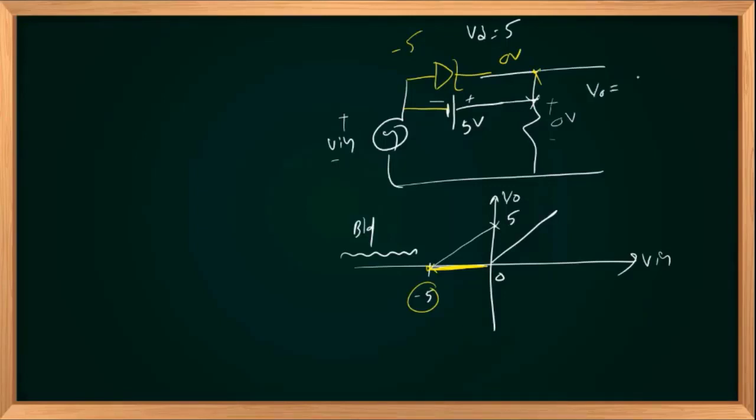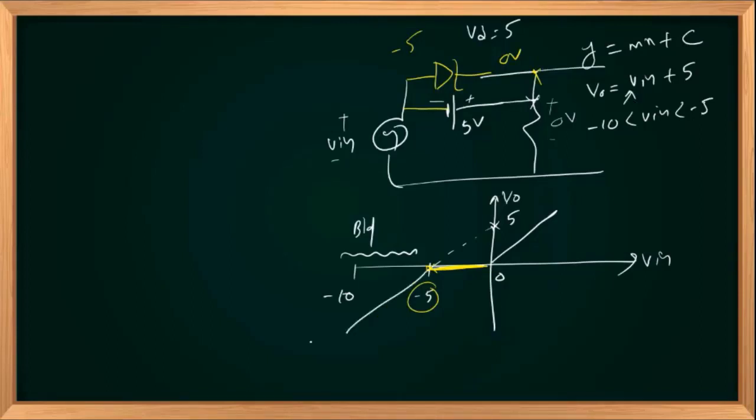And V out is nothing but V in plus 5 if V in is between minus 10 and minus 5, because our limit is at minus 10. So again this is the y equals mx plus c form. The y-intercept is 5, so if you extend this curve, it will meet the y-axis at 5 volts. And the slope is 1, M is 1. V out equals V in, so it passes through minus 5. And this will be the transfer characteristics curve.